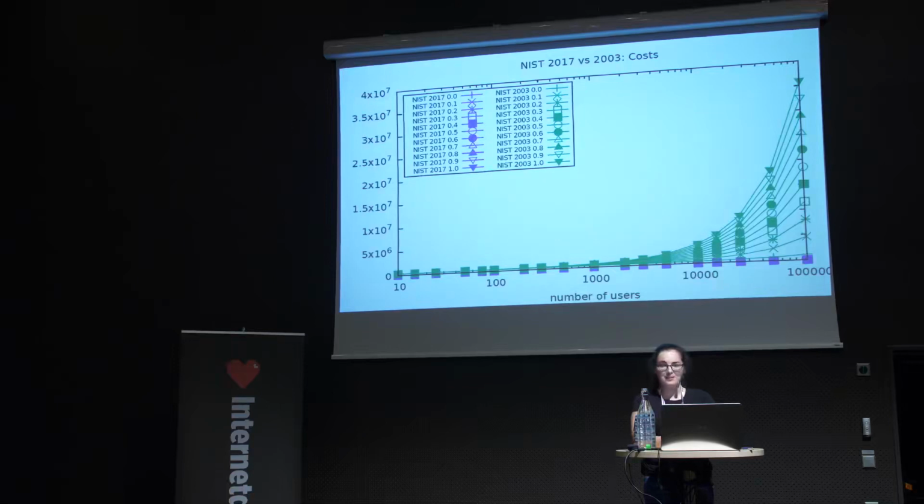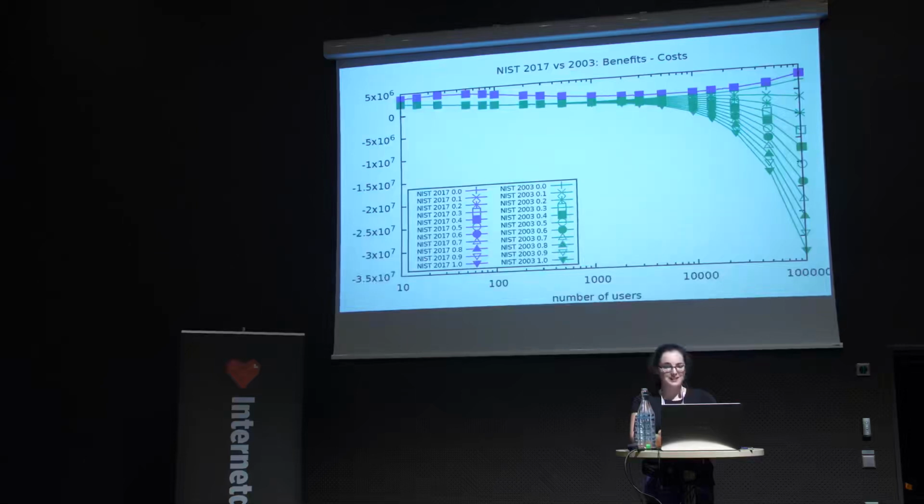So the last thing we did is we compared the benefits minus the costs for the two policies, and we have this diagram. We're looking for positive because we want the benefits to exceed the costs. You can see the 0 line up near the top, and in all cases, the NIST 2017 policy stays above the 0 line. That means the benefits of putting the policy in place outweigh the costs associated with the policy, which is, again, a good sign.